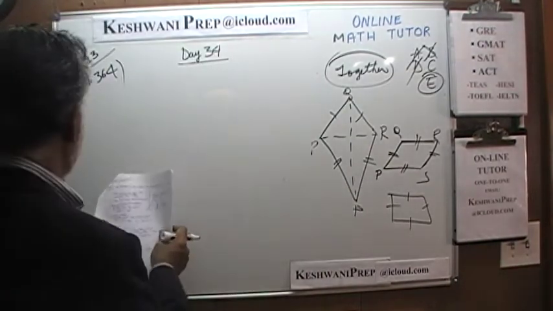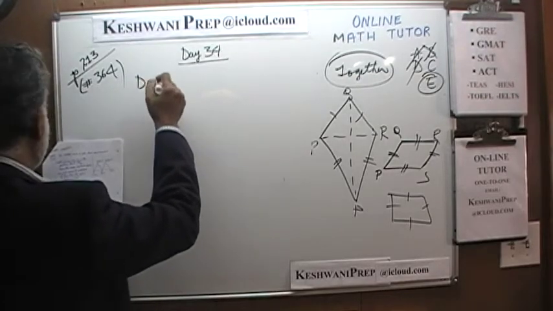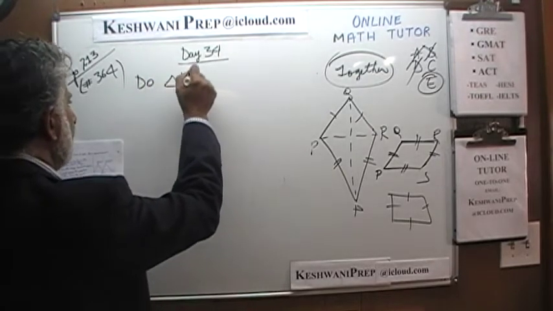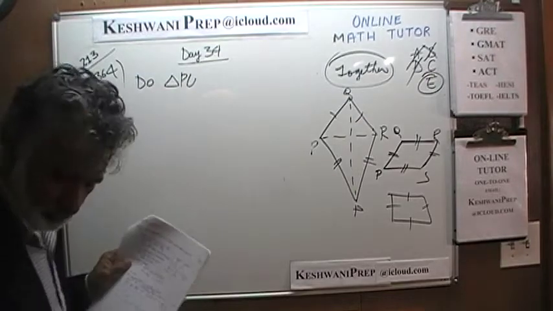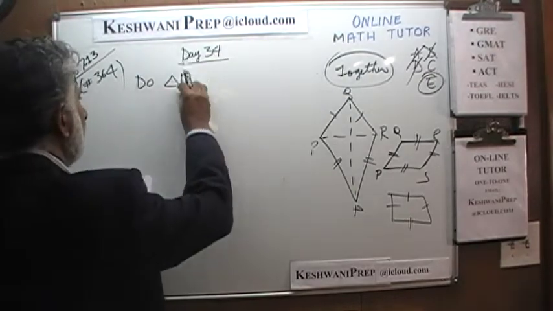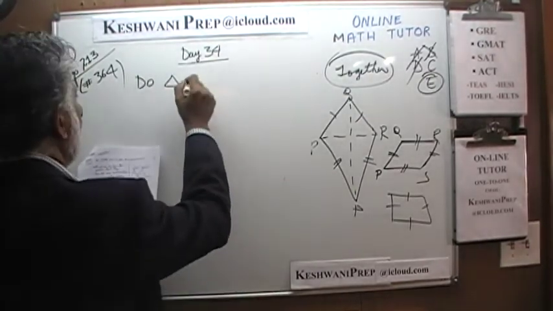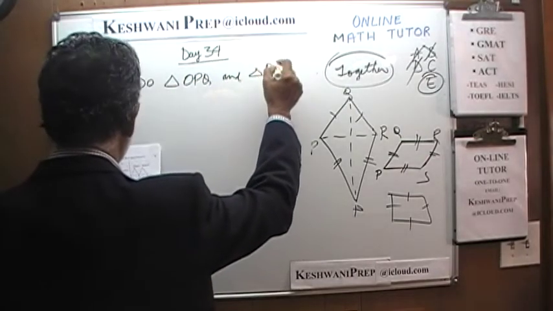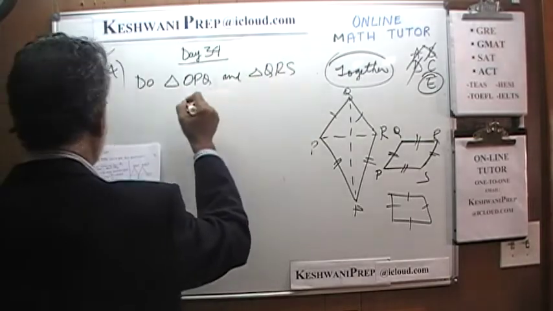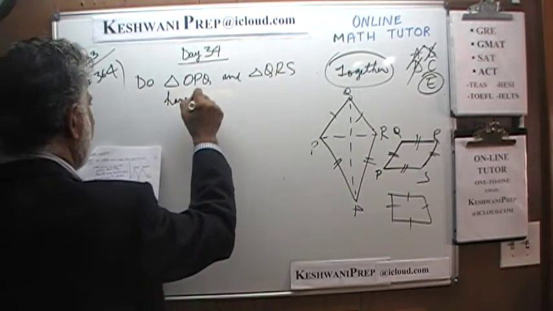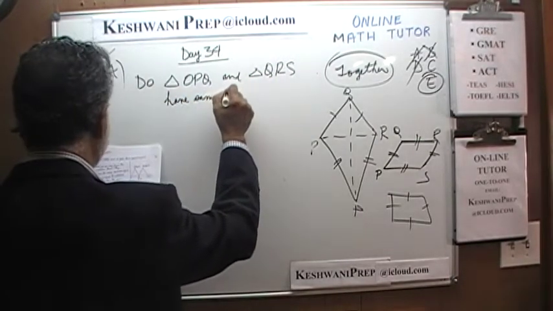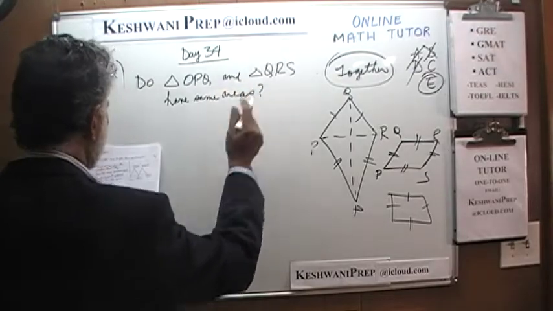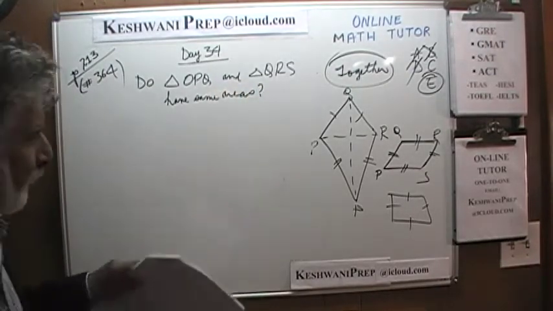364 says, oh, another geometry question. Do triangle OPQ and triangle QRS have the same areas? And here they actually give us the picture, so we're going to reproduce the picture here.